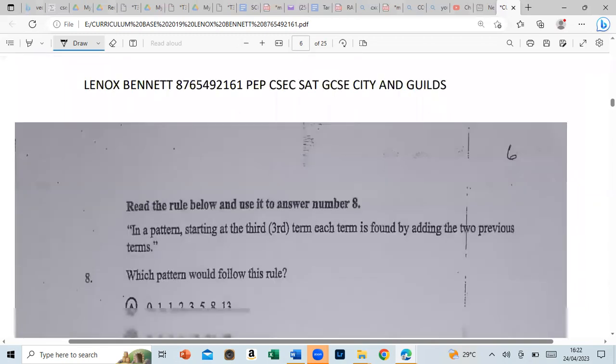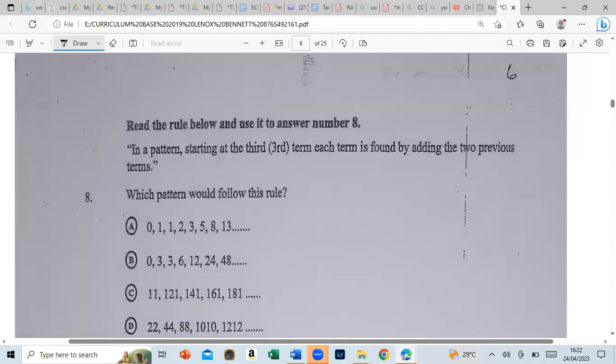Number 8. Read the rule below. Use it to answer number 8. In a pattern, starting at the third term, each term is formed by adding the two previous terms. Which pattern follows the rule? Notice they say starting with the third term. So you check it, right? With the third one.